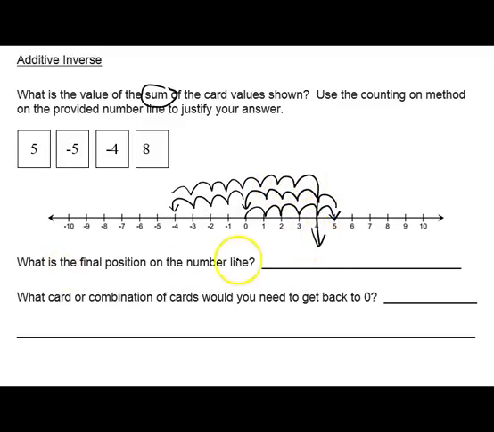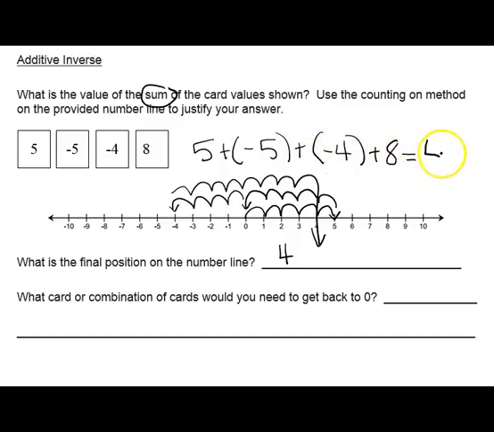So what was the final position on the number line? We ended up on 4. So that means that the sum of 5, negative 5, negative 4, and 8 would be 4. Go ahead and pause the video to answer the next question.